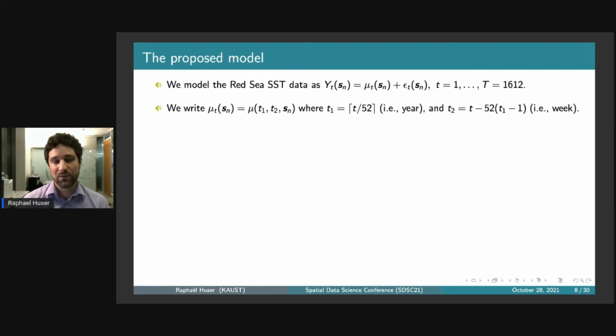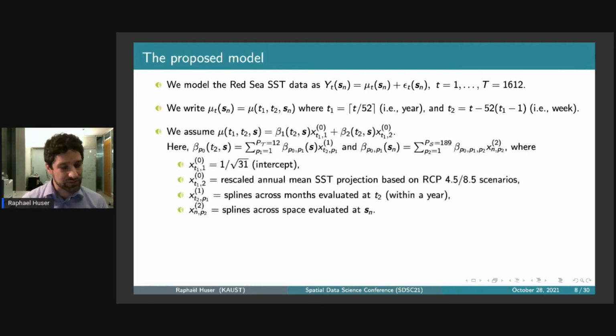So the mean, we assume that varies with respect to T1, which is the year, and T2, the index of the week within that year, and S, which is space. And then what we want to do is to be able to use the model to predict into the future, right? So we need somehow to include physical knowledge about how temperatures will evolve in the future. Now, how to do this? Well, if you don't have data in the future, the only thing you can do is to rely on some climate model outputs. And so that's what we did.